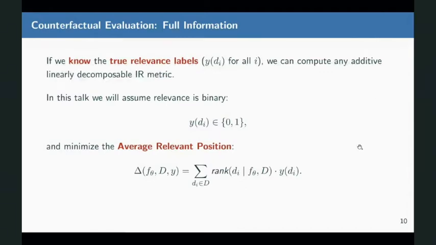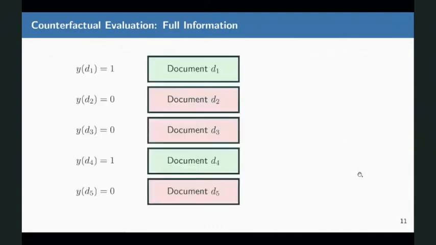So this is an extremely basic scenario. Of course, if I know what's relevant and what isn't relevant, this is very easy. Here we have a visualization, 5 documents. Document 1 and 4 are relevant, everything else isn't. It's very easy to calculate the average relevant position here if I know where the relevant documents are.